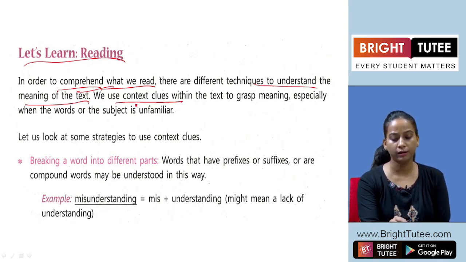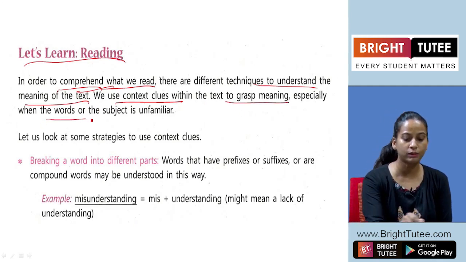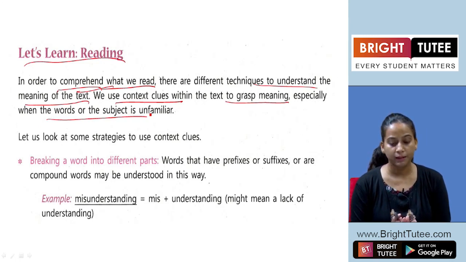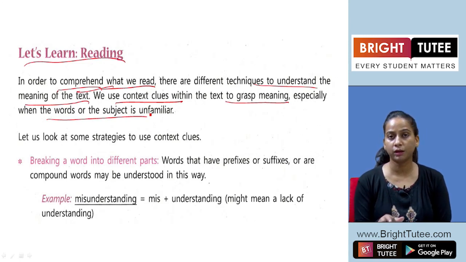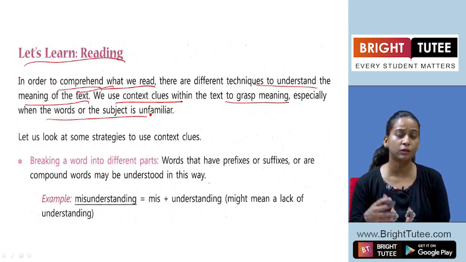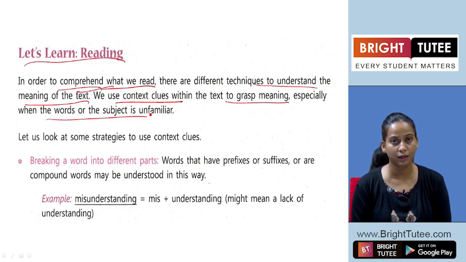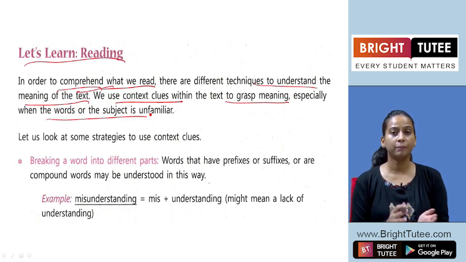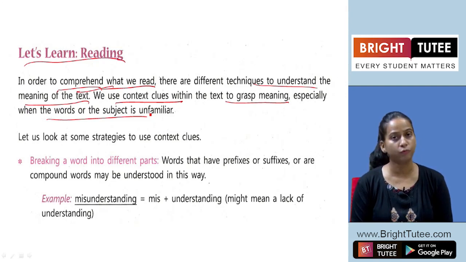So we use context clues within the text to grasp the meaning, especially when the words or the subject is unfamiliar. It happens when you are reading something and you are not familiar with the particular subject, or new or very different vocabulary words have been used in that text. So we are not able to understand. So we have to follow the clues through those words and sentences, and infer the meaning of the given text.